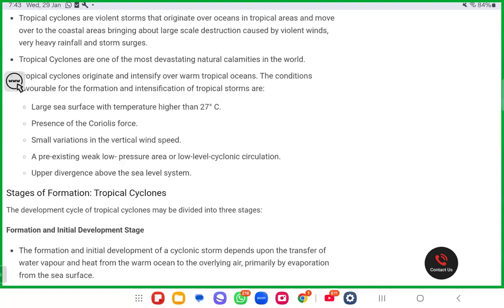Okay, so presence of Coriolis force, are you getting the sense now? Otherwise, if we study directly what tropical cyclones are without studying the wind pressure, the pressure gradient, the Coriolis force, and the wind movement and pattern, we wouldn't understand what is written here in the book. But can you see now that the large sea surface with temperature higher than 27 degrees Celsius, we discussed before that tropical cyclones occur at the time of maximum radiation?